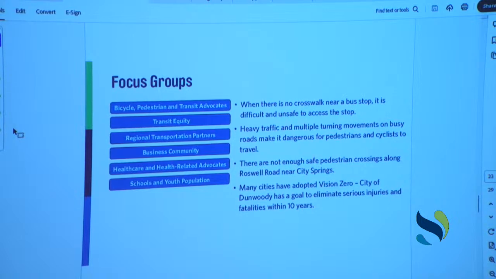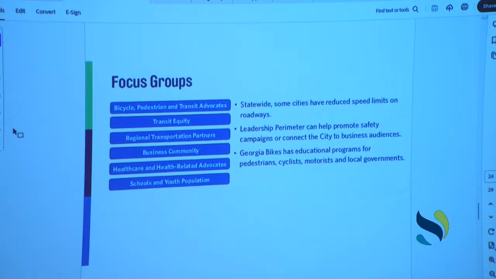But what we've heard from these groups so far is about crosswalks and sidewalks. Some of the neighboring jurisdictions have developed a Vision Zero goal or a safety goal for the city, and then we heard about setting speed limits and speeding within these jurisdictions. We also heard about some organizations wanting to help and being engaged in this plan development process.